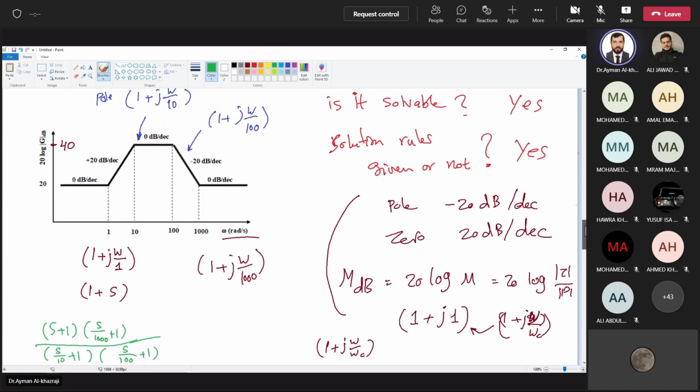Where is the K value? I have K in the transfer function. What is the value here, before the roots? 20. So what is the K value? 20 log K equal to 20. So what is K?